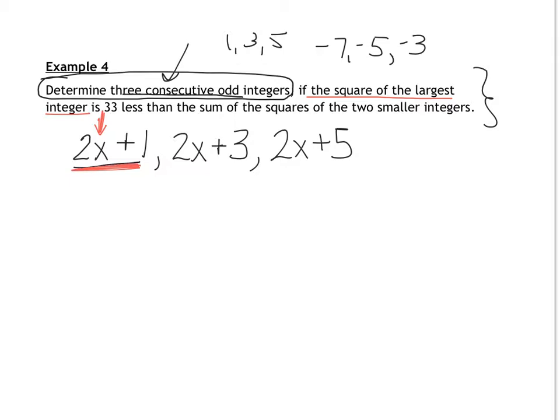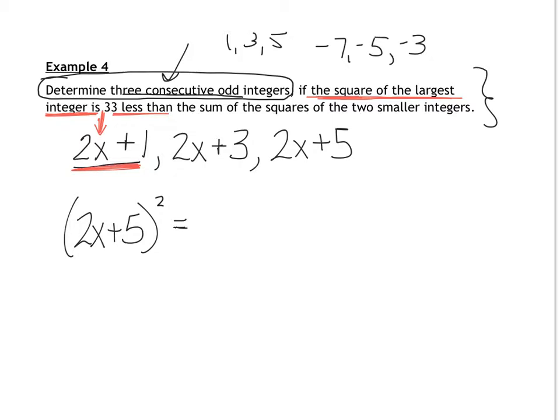So the square of the largest integer is, that word is means equals. So I'm going to take the square of the biggest number. This is my biggest number. I'm going to square it. It is 33 less than.